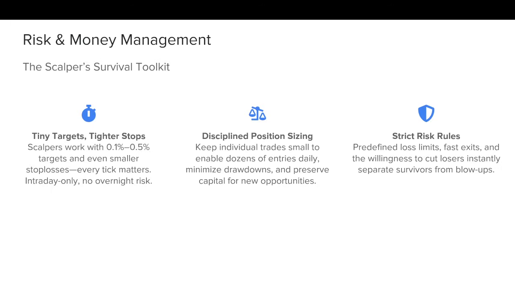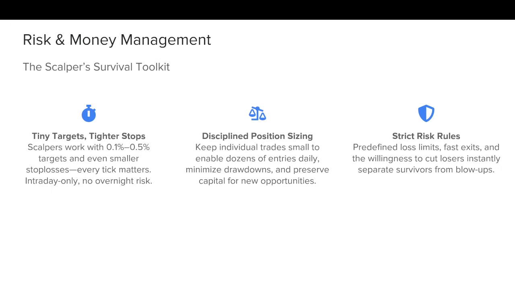Keep individual trades small to enable dozens of entries daily. Minimize drawdowns and preserve capital for new opportunities. So if you have 1 lakh rupees, you see a scalp coming up, you don't buy 1 lakh rupees worth of options. That's your surest, I would say, way to get a blow up. You will buy probably options worth 10,000 rupees, risk 1,000 rupees on that particular trade.